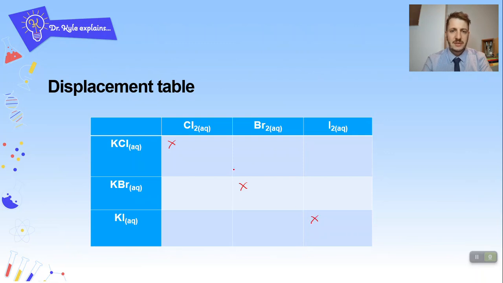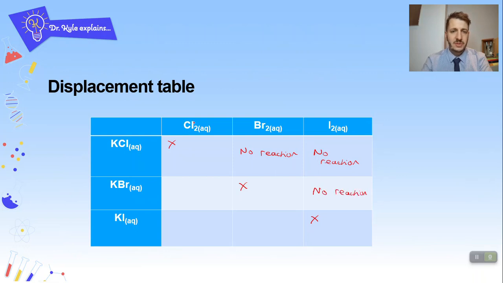So let's look further now. Bromine is lower down, and so it cannot displace the chlorine. And so this one would have no reaction again. Iodine is further down the group, and again, no reaction, cannot displace the chlorine. And then finally, iodine is lower than bromine, and so again, no reaction.